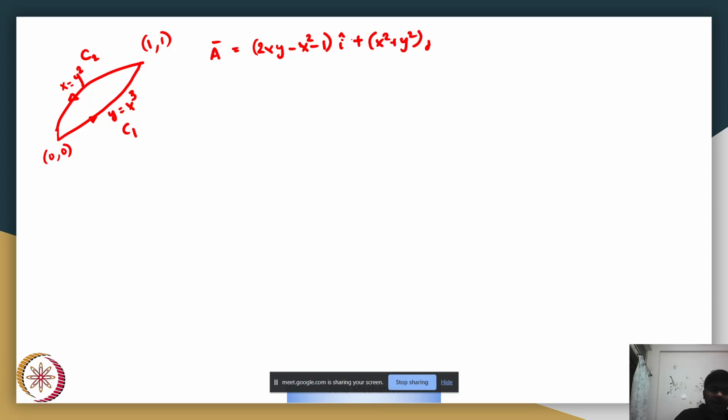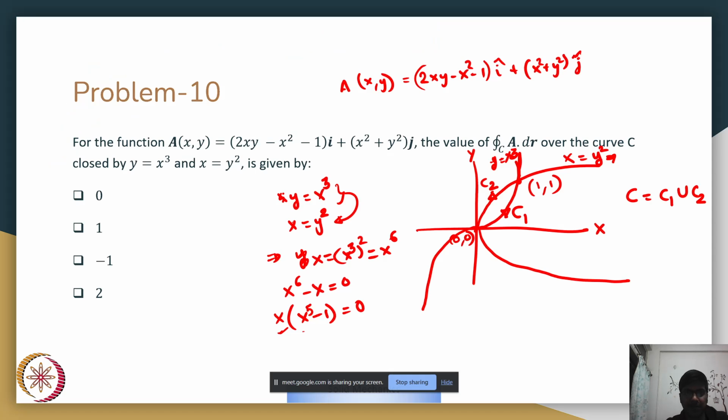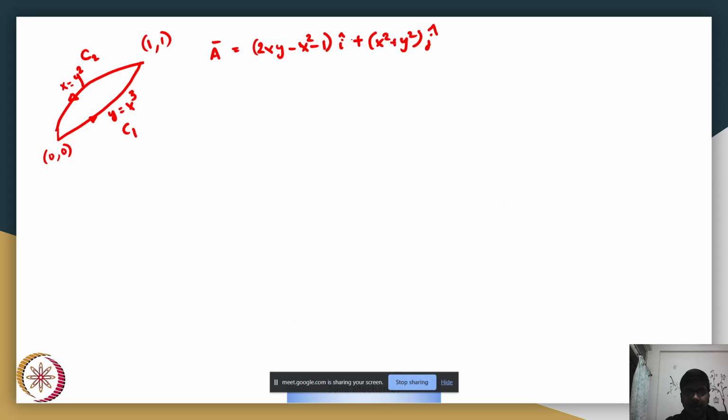So before we go on a lengthy integration spree, can someone quickly comment if A, since this is a closed loop, is conservative or not? Because if A is conservative, then our answer should automatically become 0, right? Because it's a closed curve. Does anyone know if this A is conservative or not? Or how can we find that out?